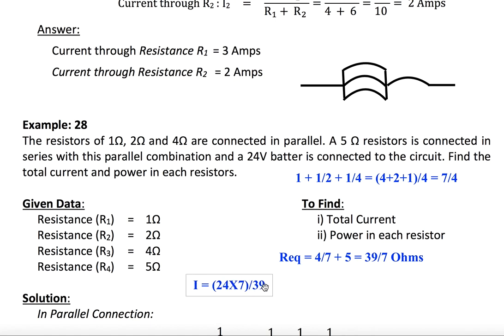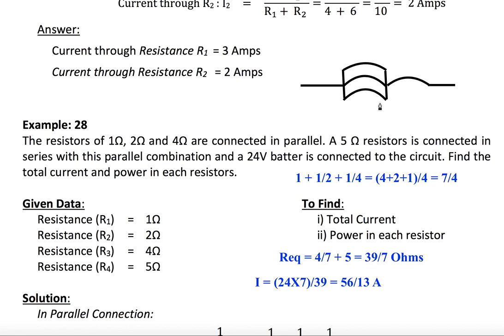3 1s are 3, 3 13s are 39. So 8 7s are 56. 56 by 13 ampere is the total current. Okay, power in each resistor you can easily find. Once you found the total current, you can find the individual currents, right? How to find the individual currents?